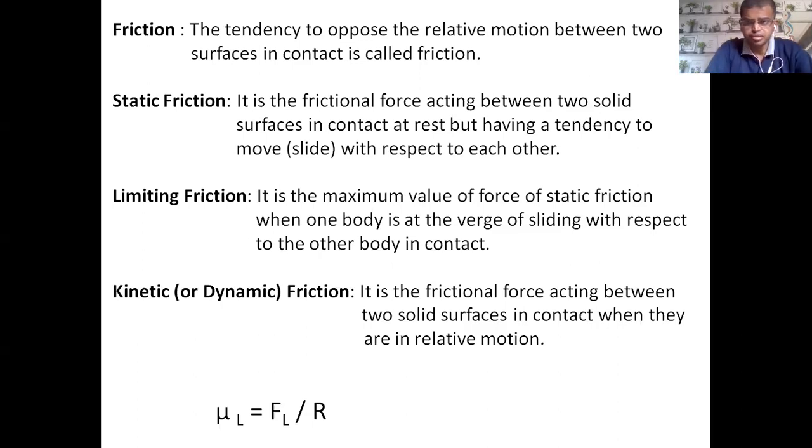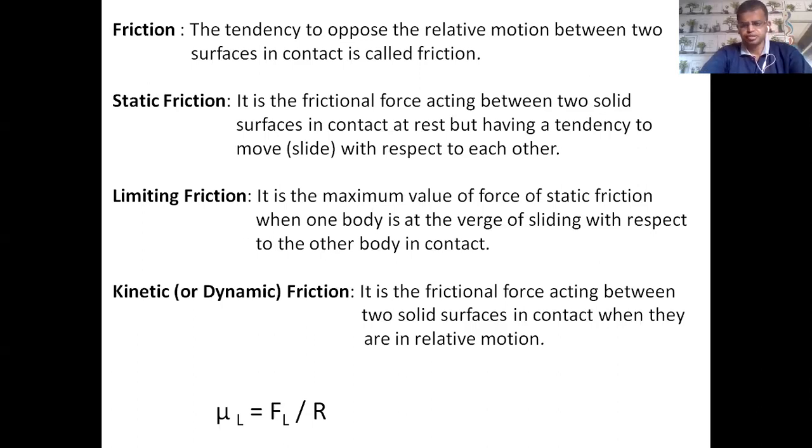The third one is limiting friction. It is the maximum value of force of static friction when one body is at the verge of sliding with respect to the other body in contact. And the last one is dynamic friction. It is the frictional force acting between two solid surfaces in contact when they are in relative motion.